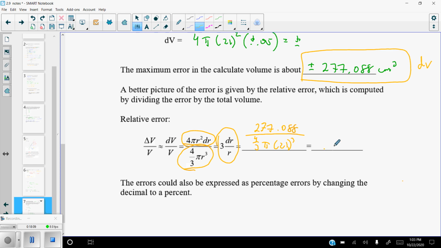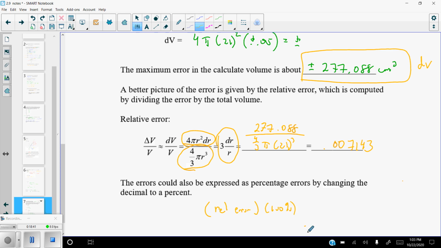And then when you plug all that in your calculator, what you get out of it is 0.007143. That's what's known as the relative error. Okay, but that is not a percentage yet. So if we want to give the percentage error, remember, to give a percentage, you just multiply a decimal by 100. So the percentage error is going to be the relative error times 100%.